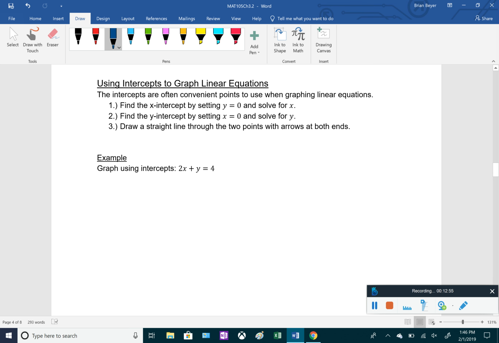And for the next thing, we can use intercepts to help us graph linear equations. And it's nice using the x and y intercepts because we're going to be plugging in zeros. We're going to get 2 points, and then we can just plot those 2 points and connect them with a straight line, and we'll be done. So the way that we can do this is find the x-intercept by setting y equal to 0 and solving for x. And then finding the y-intercept by setting x equal to 0 and solving for y. Then draw a straight line through the 2 points and arrows on the ends, and then we're done.